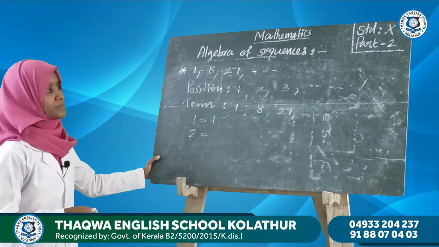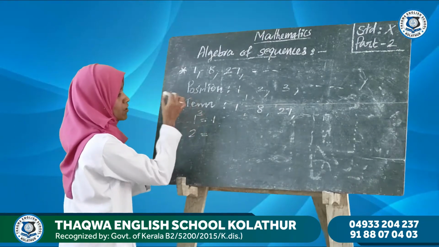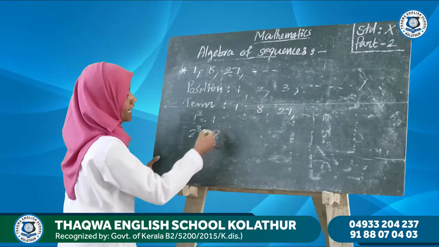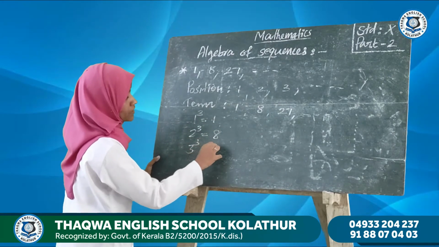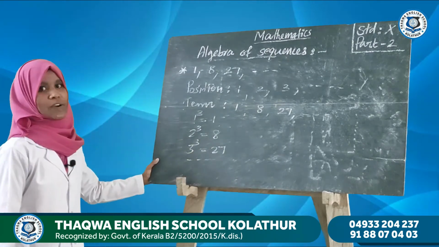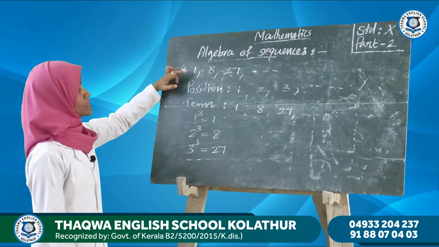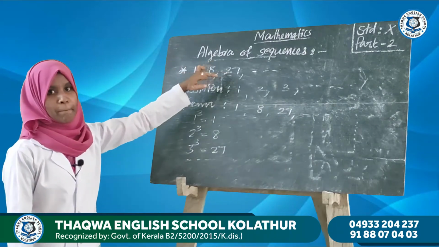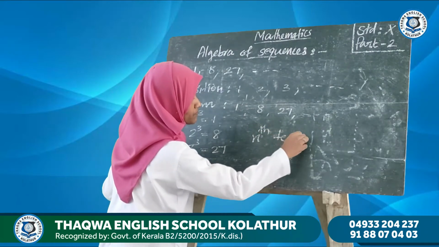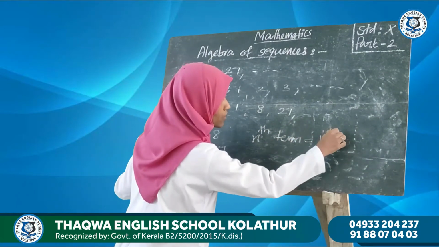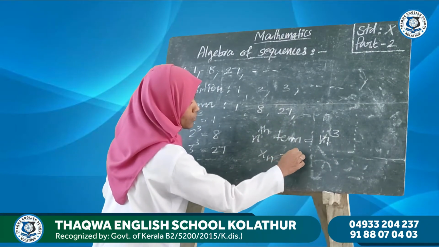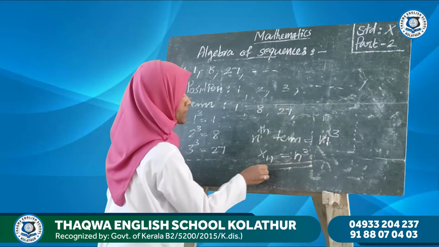What is the relation? This is 1 cube, 2 cube is 8, 3 cube 27, and so on. Now what is the nth term of the sequence 1, 8, 27, etc.? Nth term n cube. Okay, or we can write xn equals n cube.